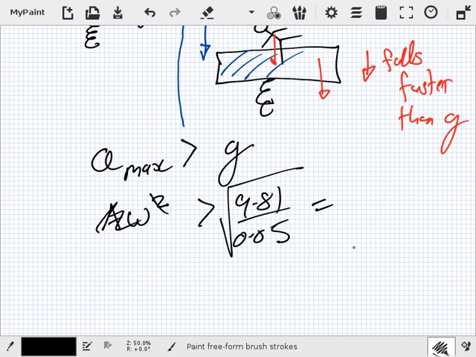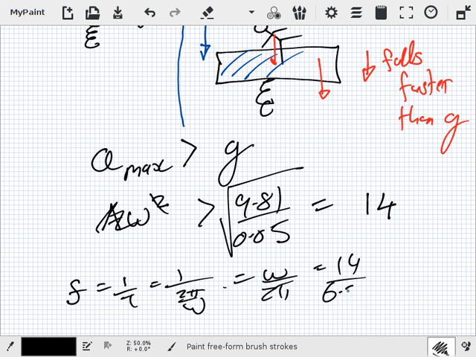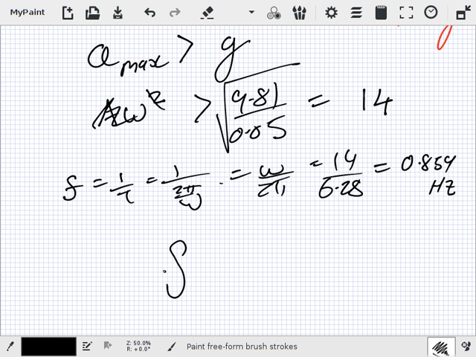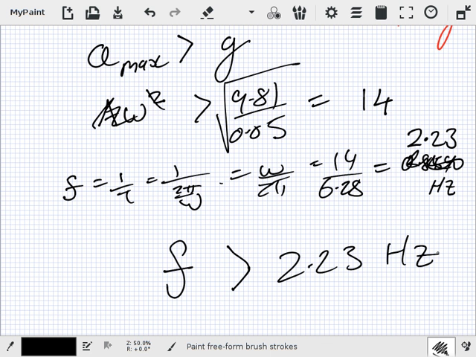Yeah. What did we get for omega? 14. Exact? 14.007. Okay. So the f, I was looking for the f. That's 1 over T, that's 1 over 2 pi over omega, that's omega over 2 pi, that's 14 over 6.28. So what's that? Is it 2.23 hertz? So look, what I'm saying is, if the frequency of the car's vibration when it hits the bump is more than 2.23 hertz, then that means the passengers will actually leave their seat.